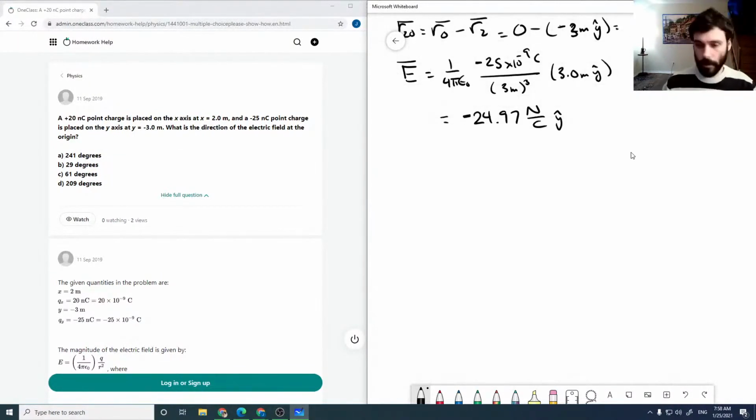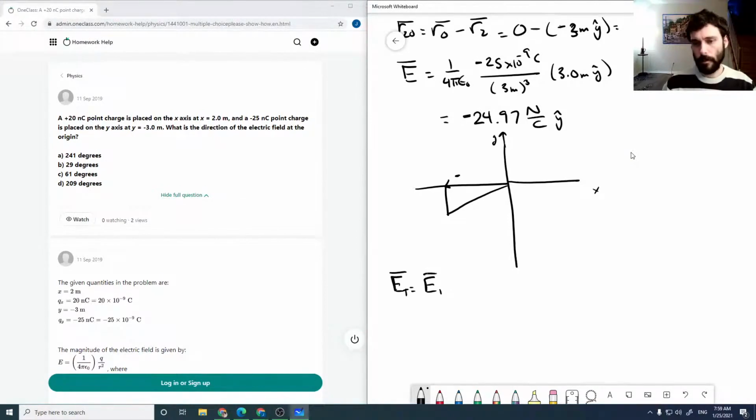And so now if we look at this, x, y, so our electric field, sorry, our total electric field is the sum of the two, which is minus 44.94 in the x hat and 24.97 in the y hat. So nothing really to add up there.